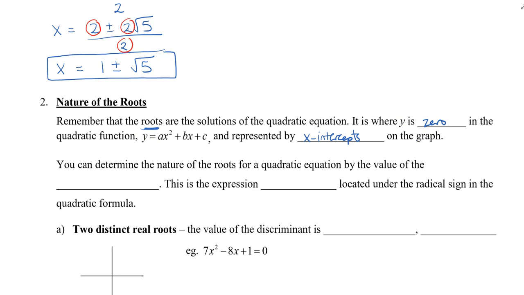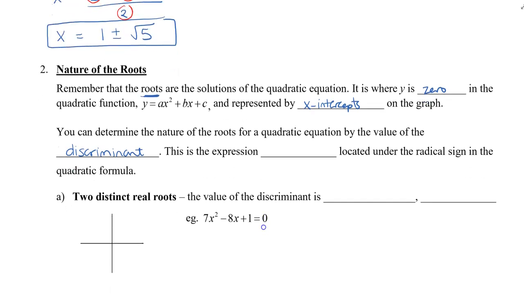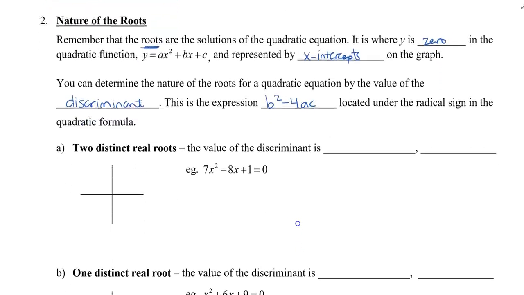Now, when I ask you what's the nature of the roots, you can determine the nature of the roots for a quadratic equation by the value of something called the discriminant. So I guess you can almost think of it as like discriminate. What kind of values are they? So this is the expression. The discriminant is b squared minus 4ac. If you look, that is the expression that's underneath the radical sign in the quadratic formula.